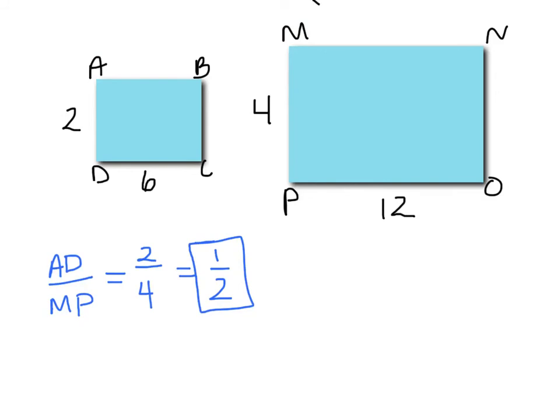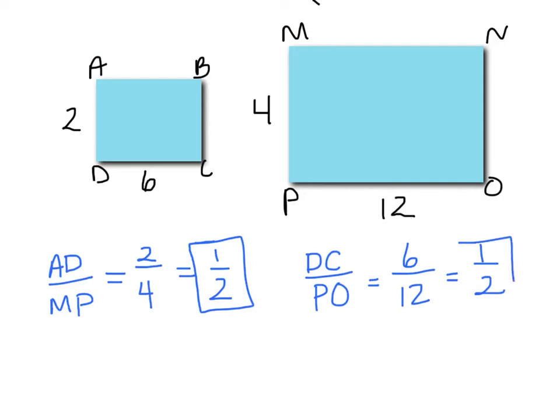Now I'm going to go ahead and do it for another line segment. How about DC and PO? So I want to see DC over PO, which equals 6 over 12, which also equals 1/2. So since these shapes are similar, the relationship between the corresponding sides is going to be the same. It's the 1/2, and so is this side and this side. They're all going to, if we're going from this one to this one, increase by 1/2, or from here to here, decrease by 1/2. And that's because they're similar. So the amount that they increase or decrease by is the same for each of the sides.